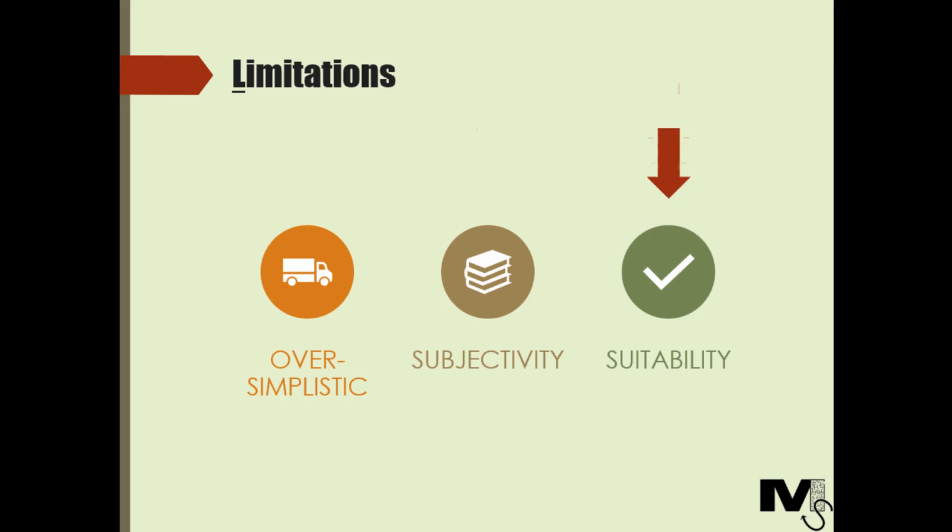Suitability. Now, certain industries tend to be very volatile. Using the GE matrix for rapidly changing industries would involve constantly analyzing industry trends, and this always involves a lot of time and costs. So these are some of the many limitations of the GE matrix.